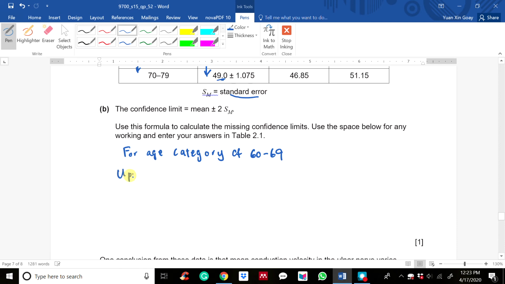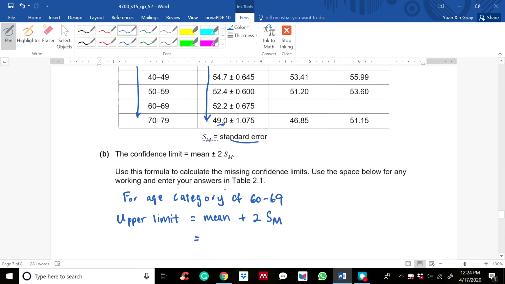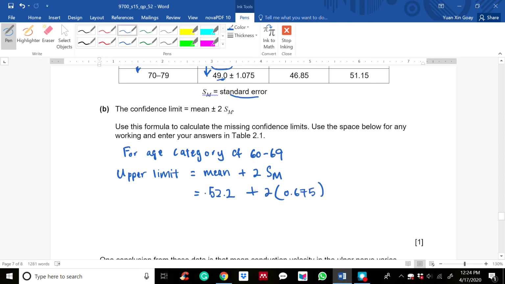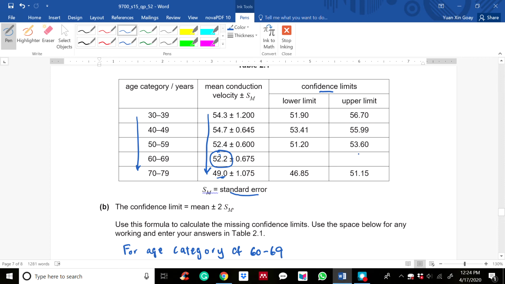Let's start with the upper limit. Upper limit equals mean plus 2 SEM. The mean value for the age category of 60 to 69 is 52.2. Standard error is 0.675. So it is equal to 53.55. Enter the answer in table 2.1. So this is 53.55.